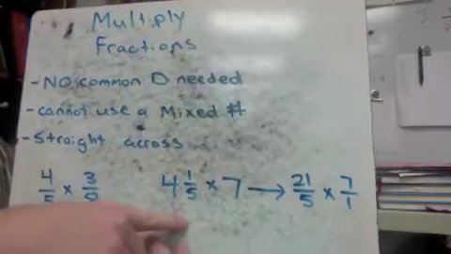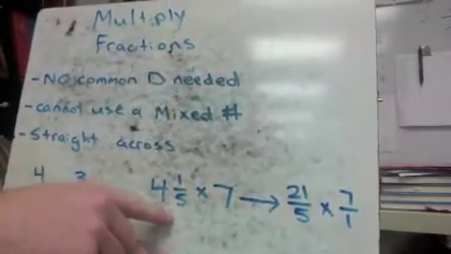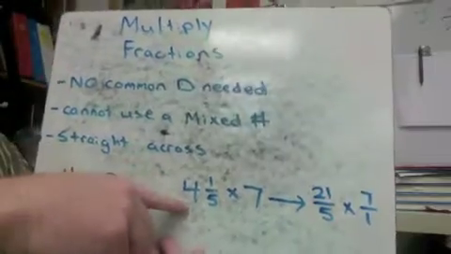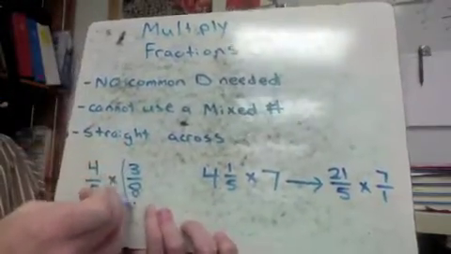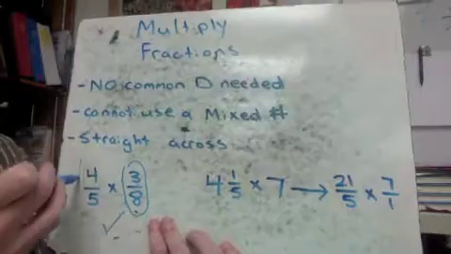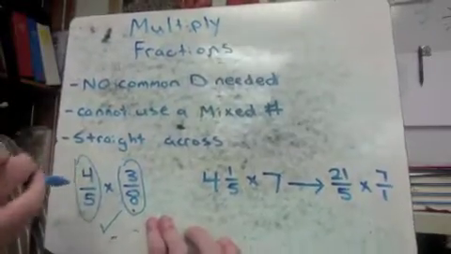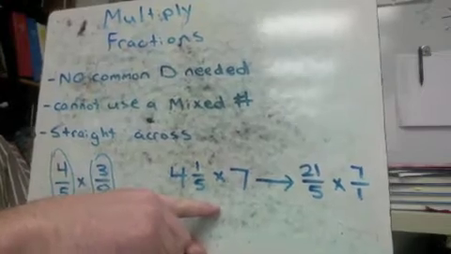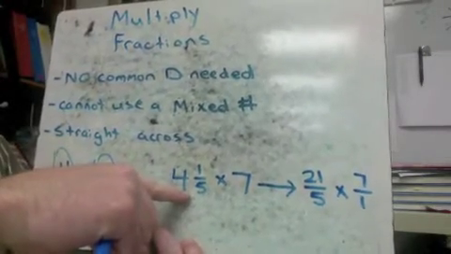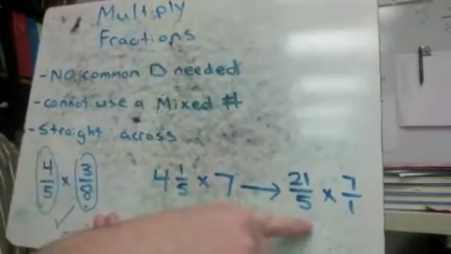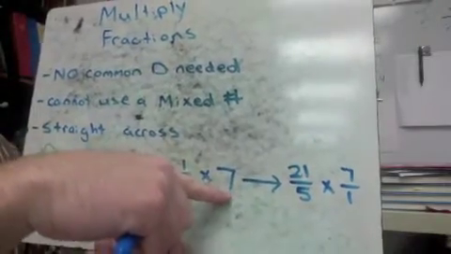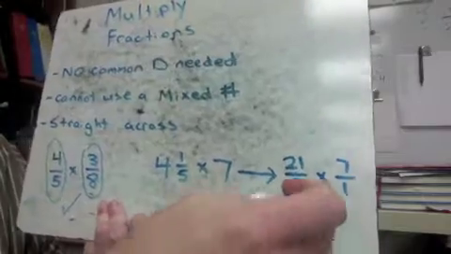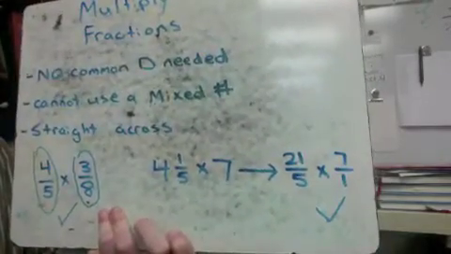Now, if you had something like this that had a whole number and a mixed number, or maybe just a mixed number and a fraction, we've got to make the fractions look like this, where there's a number on top, a number on the bottom, and nothing else. So if we were to do this problem, we would want to make sure we changed 4 1/5 to 21/5 and changed 7 to 7/1. Now this problem is in a format that is usable.